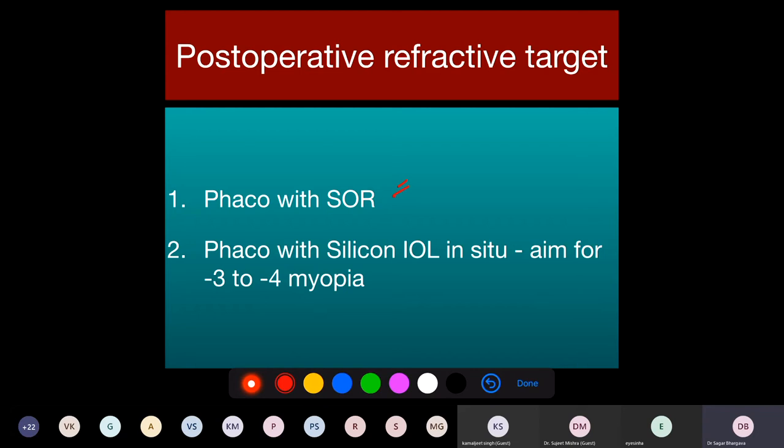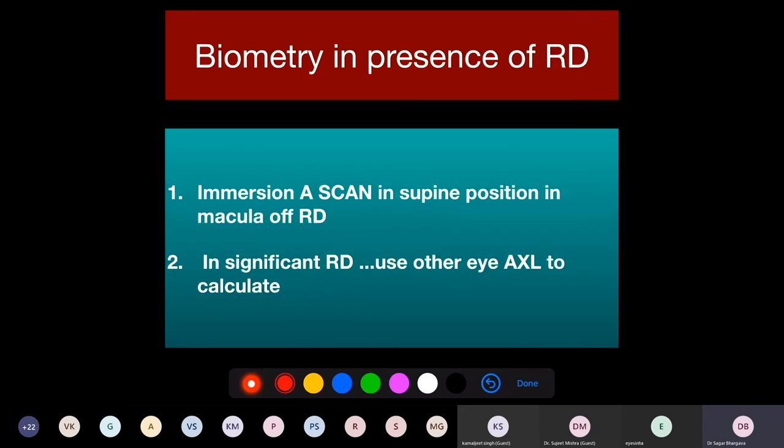But when you're doing it with silicon oil in situ, you have to aim for a -3 to -4 hyperopia, because silicon oil itself acts like a negative lens. So it will reduce the effective power of your IOL and will make it hyperopic. So to avoid that hyperopia, you have to use a little higher power target, higher myopia.